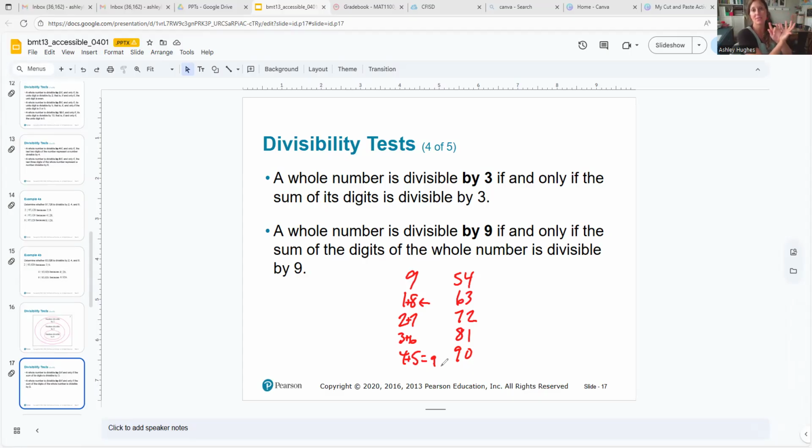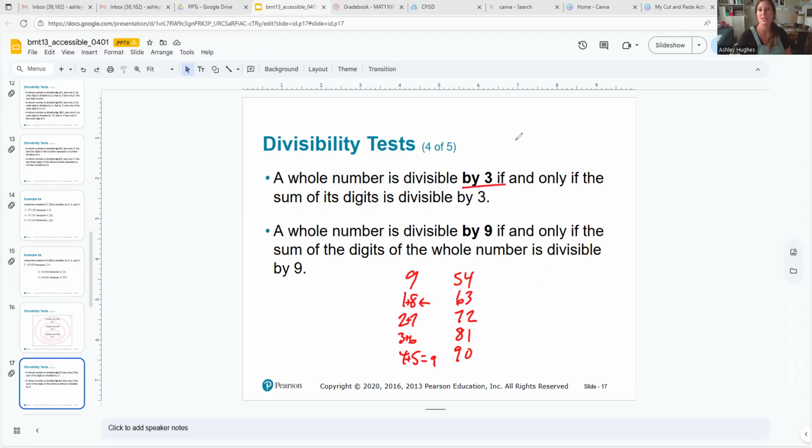And that works because the sum of the digits is going to add up to 9 every time. So even if you have a really large number, you can add them all up. If the sum of the digits is divisible by 9, and you can keep doing it over and over again until you get just a single number, then you know it's divisible by 9.